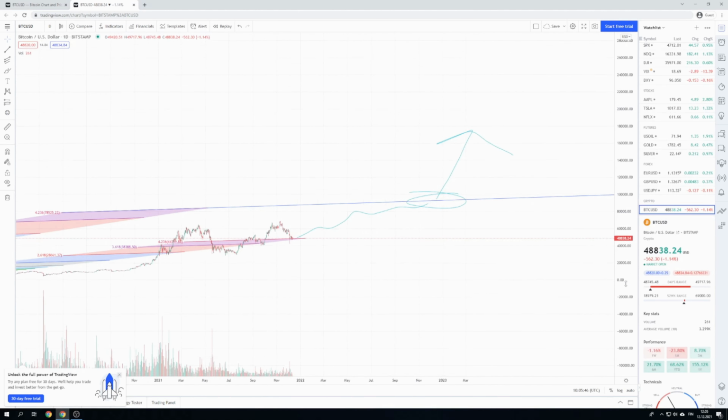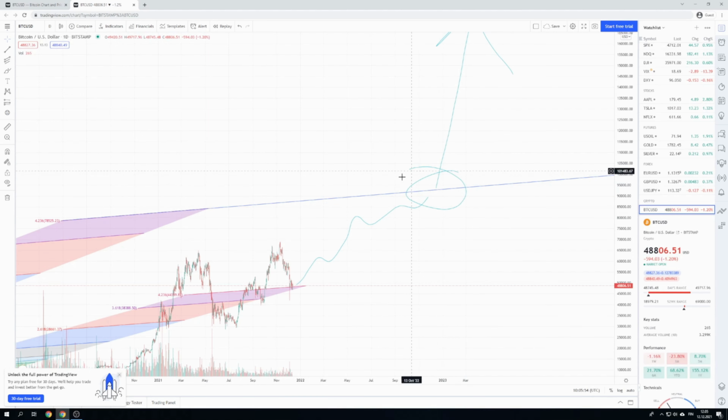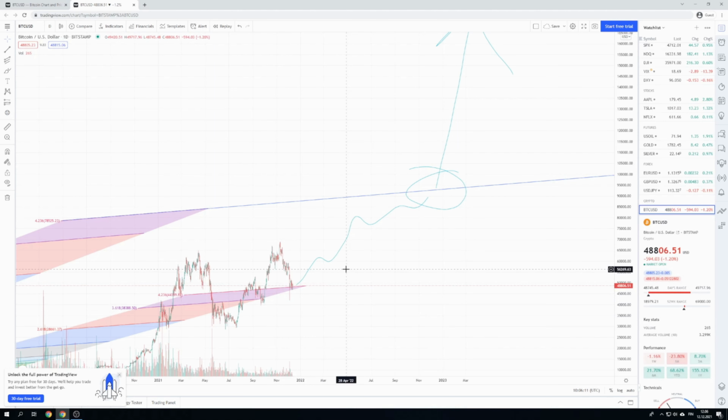So the main case for you to know is that when we hit these price levels that are in line with this line here, start to be cautious. Start dropping your positions a bit and start locking in your profits. Now we are still in the accumulation zone, and I'm certainly accumulating alts.